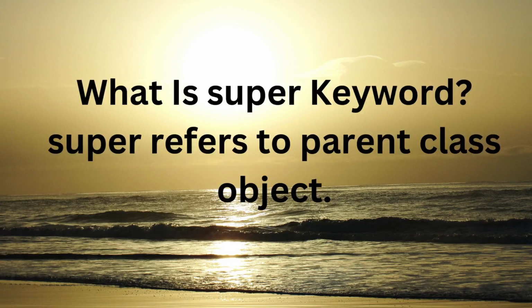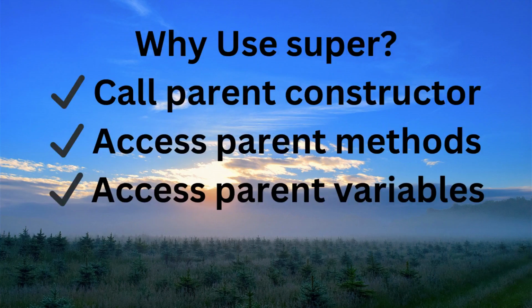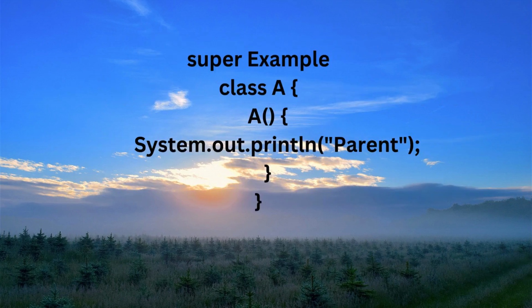Next, we come to the super keyword. The super keyword refers to the parent class object. It is mainly used in inheritance to access parent class constructors, methods, or variables. When a child class object is created, the parent class constructor is executed first. This is done using the super keyword.